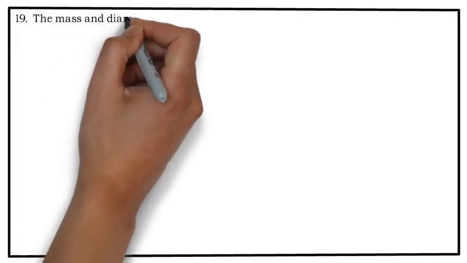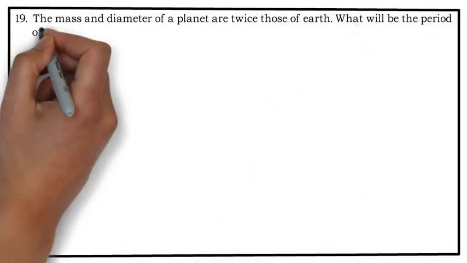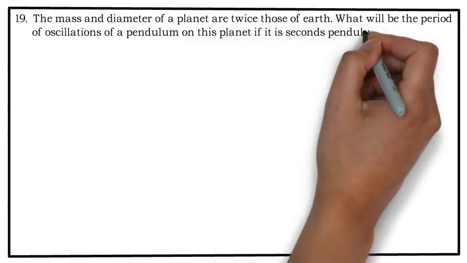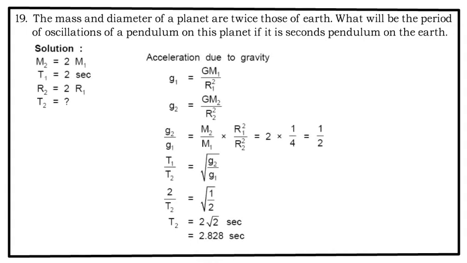Problem number 19. The mass and diameter of the planet are twice those of the Earth. What will be the period of oscillations of a pendulum on this planet if it is a seconds pendulum on the Earth? M2 is equal to twice M1, T1 is equal to 2 seconds, R2 is equal to twice R1, T2 is equal to what? That's the question. g1 is equal to GM1 upon R1 square. g2 is equal to GM2 upon R2 square. So I get g2 by g1 is equal to M2 by M1 into R1 by R2 the whole square.